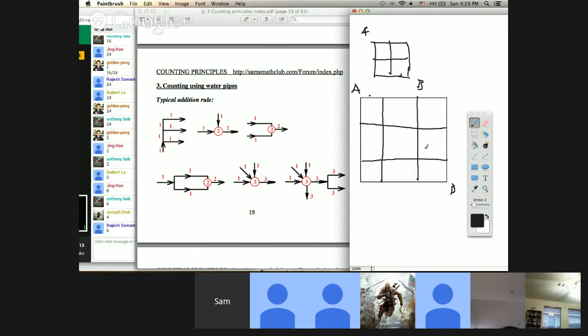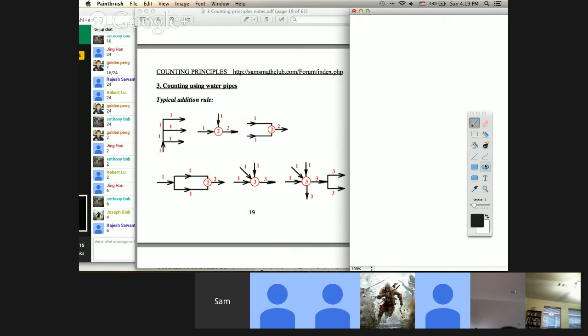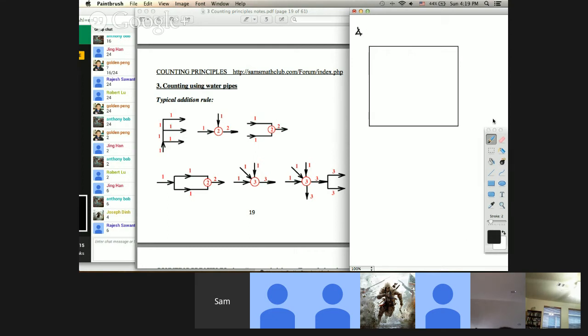So at point A, hang on. So let me see if I can get this bigger. So this is our original one, right? From point A to point B. And then we said that there are 2 ways. So we originate from A. So A, we're always having a start at 1. So 1, right? So we always begin at point A with 1.